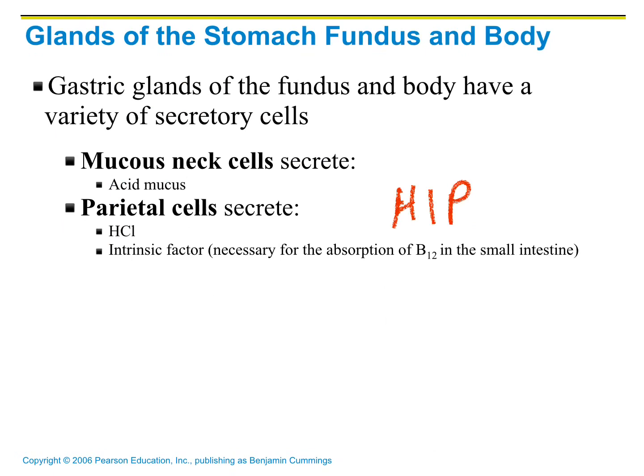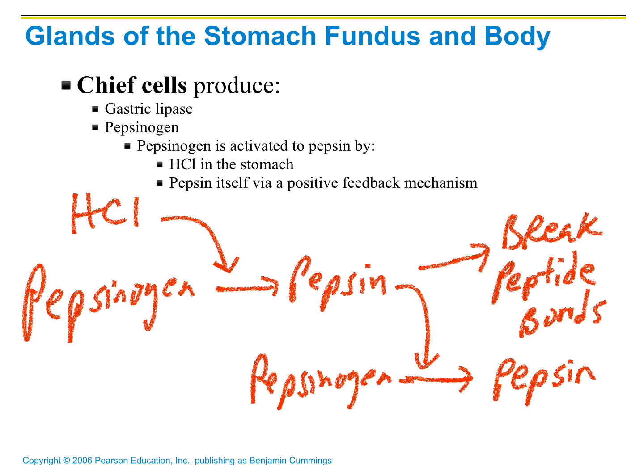So the different types of cells. I already mentioned the mucous neck cells produce this acid mucus. The parietal cells are going to secrete HCl. This is very important, hydrochloric acid. They also secrete something called intrinsic factor, which we mentioned in previous chapters. And intrinsic factor is necessary for the absorption of B12, right, or 99% of the B12 that we absorb. Okay, so chief cells produce gastric lipase, which is very similar to lingual lipase. That's going to help the digestion of lipids chemically. The pepsinogen is also produced by the chief cells, and that is an inactive enzyme.